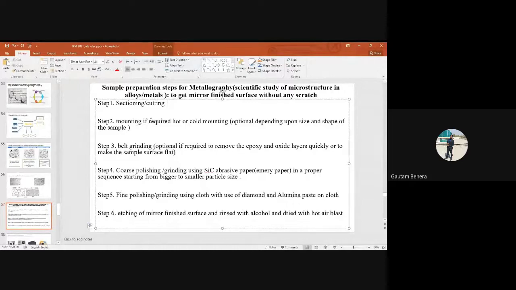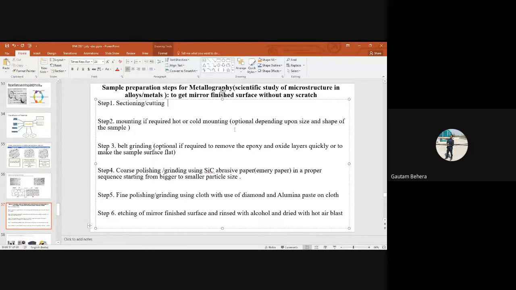So mounting is essential. So mounting may be hot mounting or cold mounting. Mounting means we use some kind of epoxies so that we can increase the size of the sample, so that we can hold it properly, and we can make the surface flat further. So it is optional. It is not always required. If the sample size is somewhat bigger and you can easily hold it, then you can skip this mounting step. And another point I have told you, if the sample is flat on both opposite sides, you do not require any kind of mounting again.